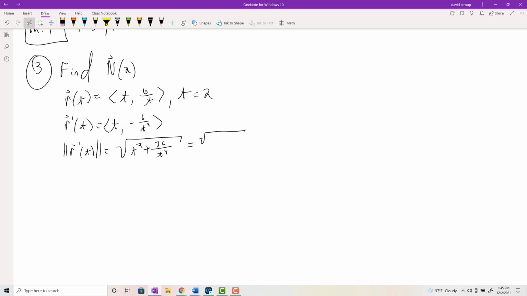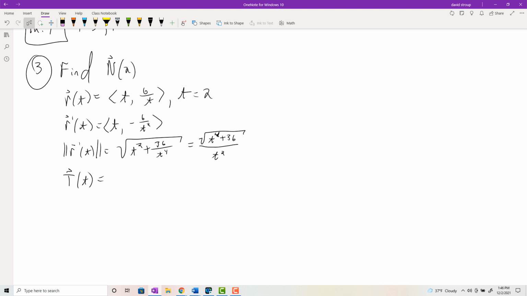You can rewrite that as square root of t squared plus 36, or actually this would become, what the heck am I doing? No, that's right. Yeah, so I find a common denominator. This would become t to the 4th all over t to the 4th, but then the square root of t to the 4th would be t squared. Okay, there we go.